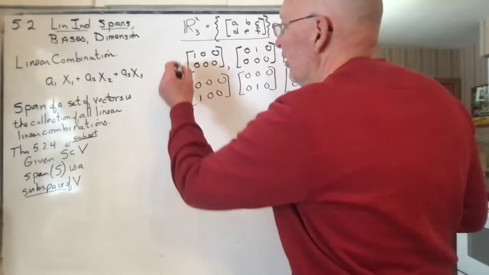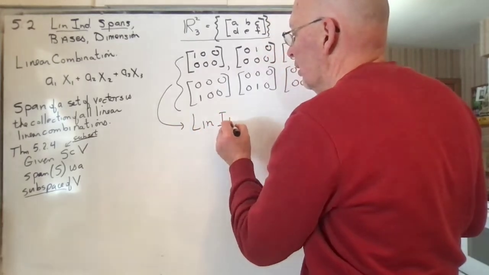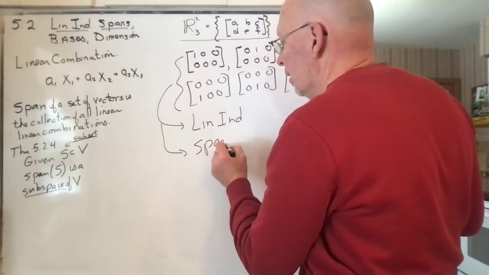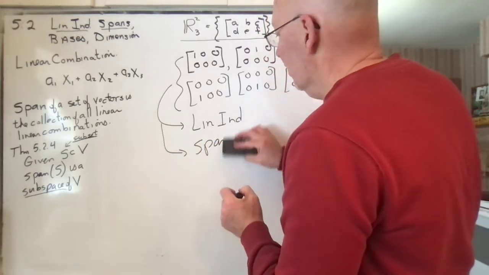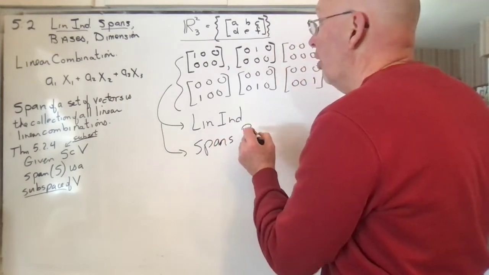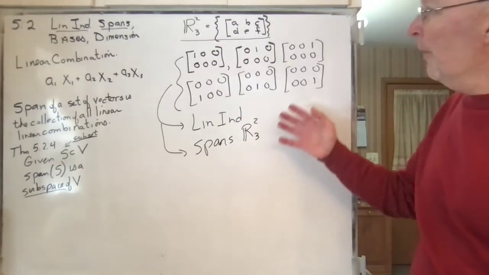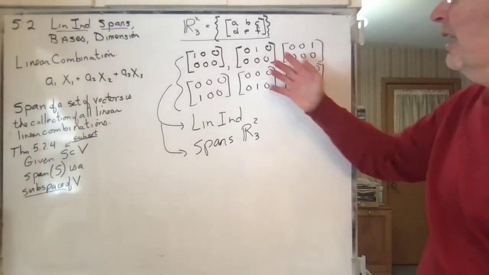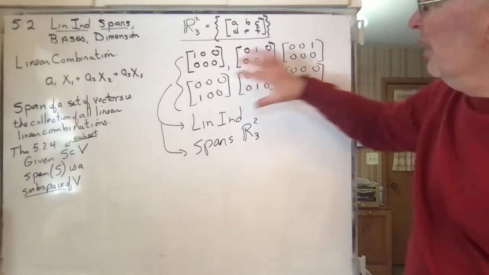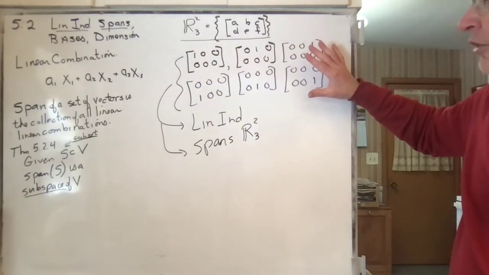it's linearly independent, and it also spans all the 2 by 3 matrices. So it's the most efficient way if you want to span, if you want to generate all of these matrices, this collection will do it. You've got everything you need, but you don't have anything extra.